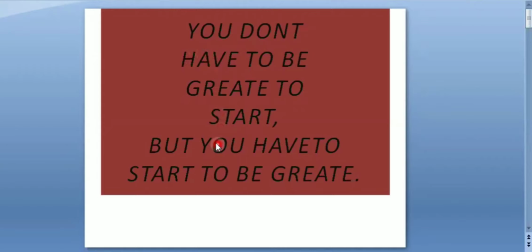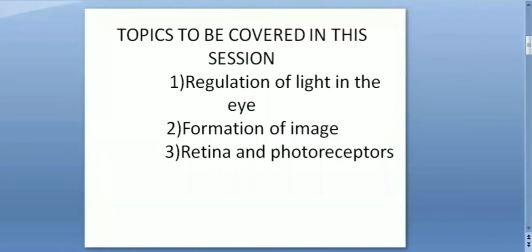Okay, students, come back to the topic. The topics to be covered in this session are regulation of light in the eye, formation of image, and retina and photoreceptors. Here, the first topic is the regulation of light in the eye.